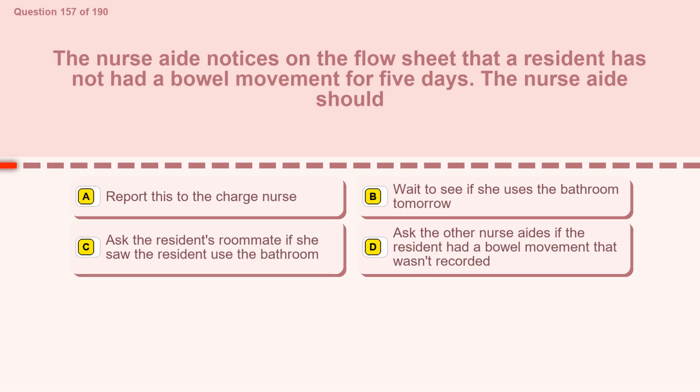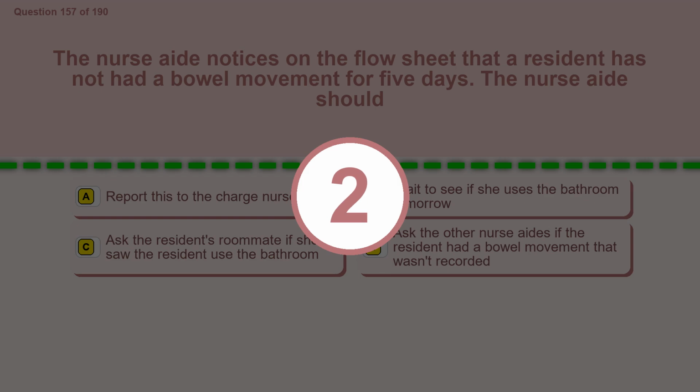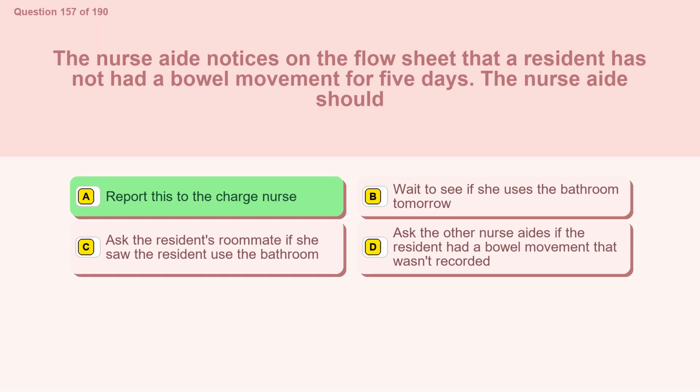Question 157. The nurse aide notices on the flow sheet that a resident has not had a bowel movement for 5 days. The nurse aide should Option A, report this to the charge nurse. Option B, wait to see if she uses the bathroom tomorrow. Option C, ask the resident's roommate if she saw the resident use the bathroom. Option D, ask the other nurse aides if the resident had a bowel movement that wasn't recorded. The correct answer is option A, report this to the charge nurse.